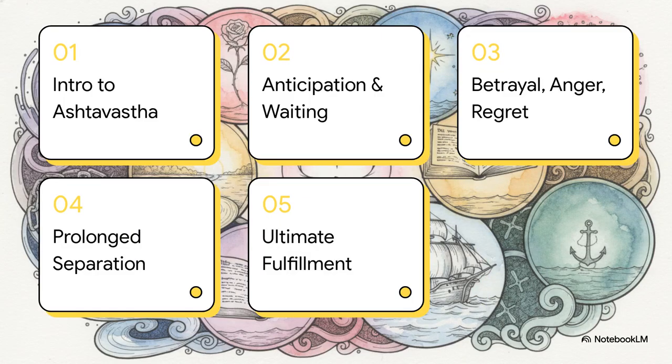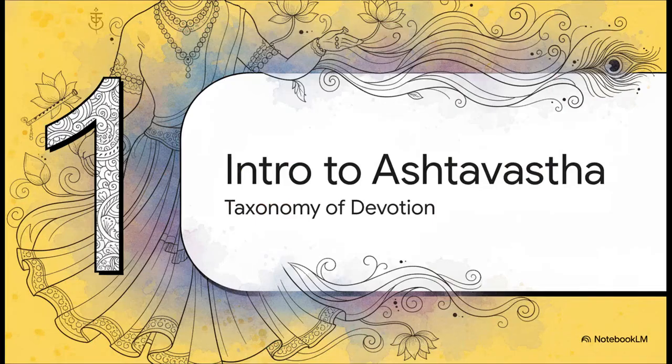To get through all of this, we're going to break our explainer down into 5 key phases. First, an intro to the Ostabostha. Then anticipation and restless waiting, betrayal, anger and regret, prolonged separation and agony, and finally, ultimate fulfillment and harmony. Let's get into it. So, starting off with Section 1, Introduction to Ostabostha, the classical taxonomy of devotion.